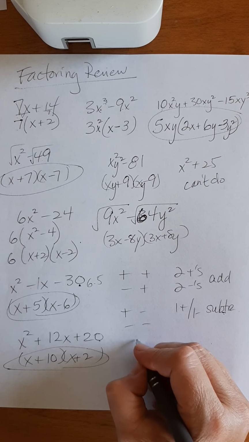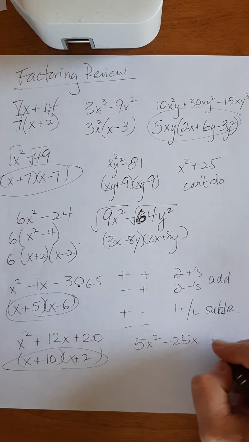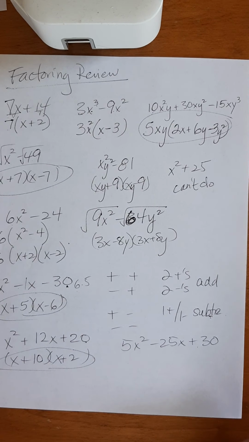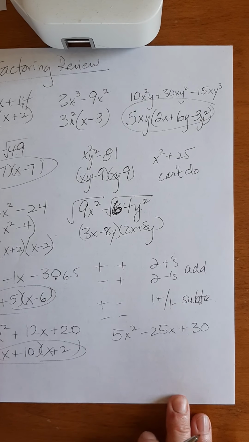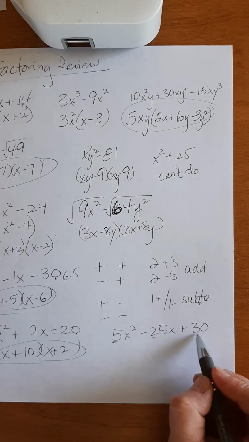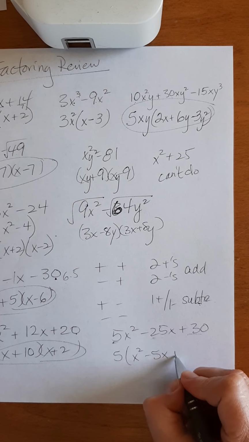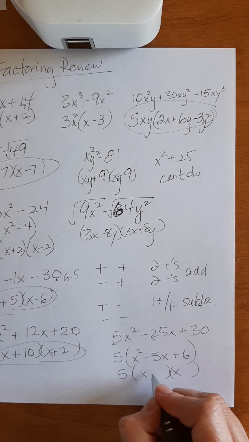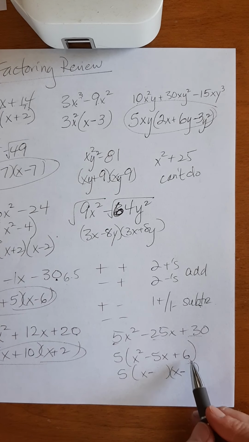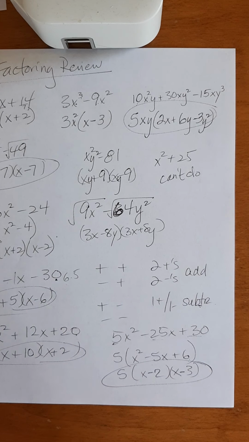Now, let's say they had given you something like 5x squared minus 25x plus 30. I know you're already grumbling, going, oh, it's those coefficient ones. Actually not. 5 goes into all of them. So x squared minus 5x plus 6. So minus and minus. What multiplies to give you 6 and adds to give you 5? 2 and 3. So see, that one was one you could just take something out of.